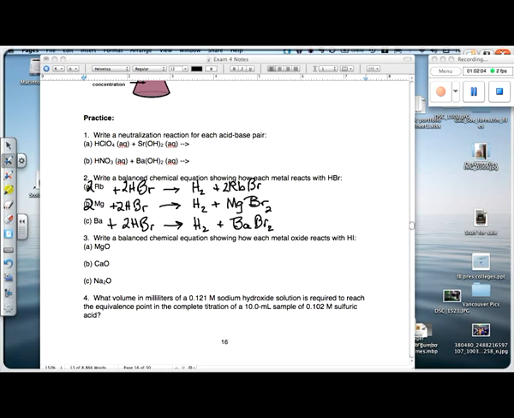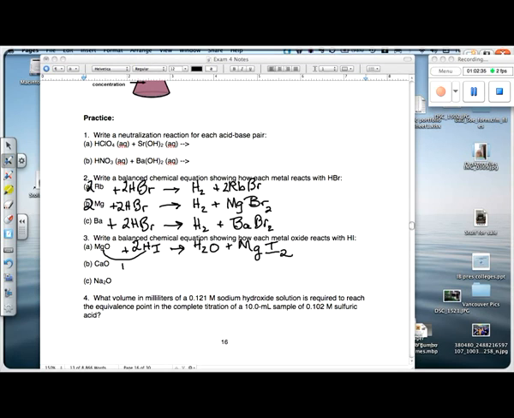All right, metal oxide and HI in 3. This is a double replacement reaction. So MgO plus HI. You produce water because the hydrogen and the oxygen combine to make water. And magnesium is with iodine. Go back to charges. Plus 2 for magnesium, minus 1 for iodine. All right, balancing, I need 2 of these. And that should do it.